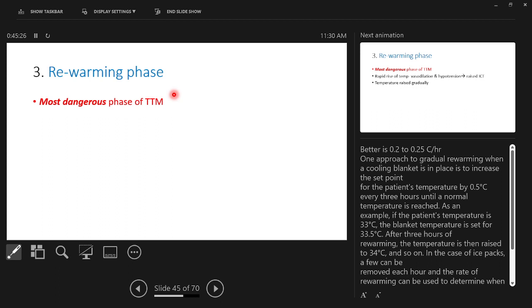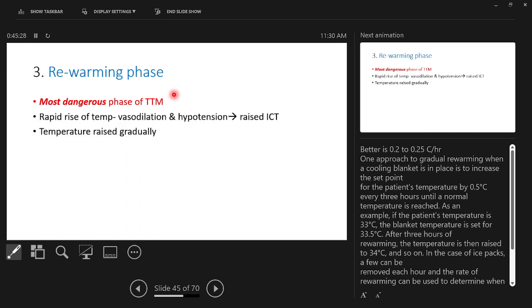And regarding the rewarming phase, this is the most dangerous phase of TTM, because due to the rapid rise of temperature, there will be increased vasodilation and that may lead to hypotension and raised ICP. So ideally, we have to raise the temperature gradually. It should be less than 0.5 degrees Celsius per hour.